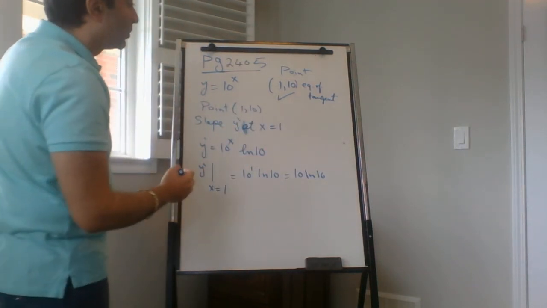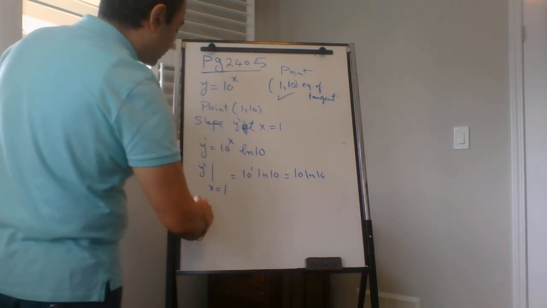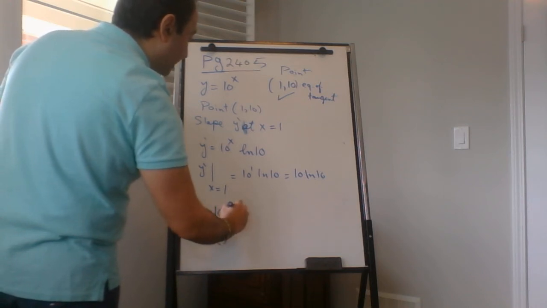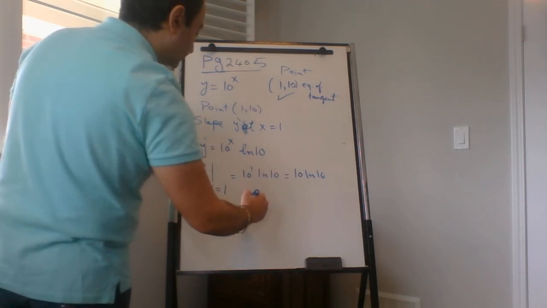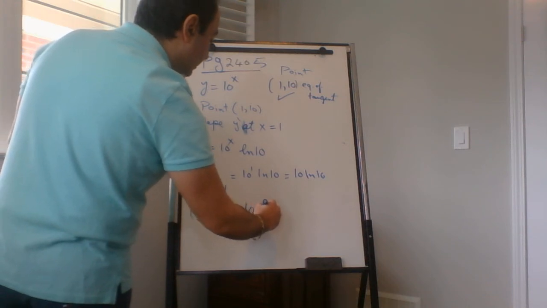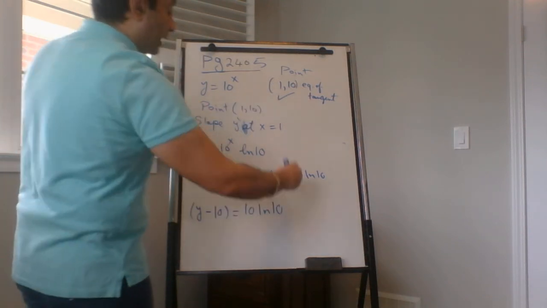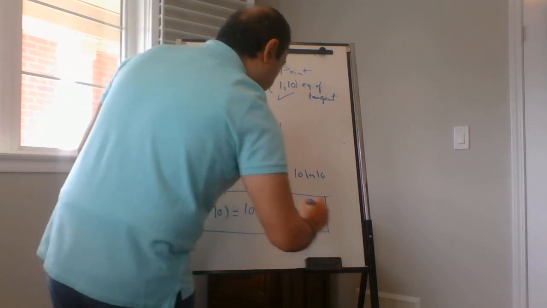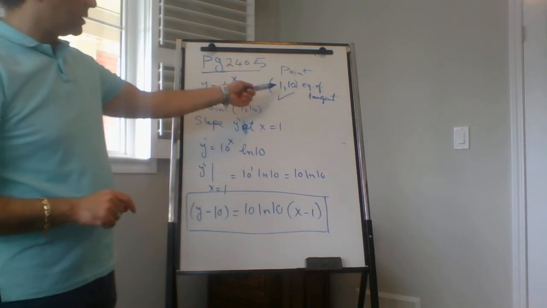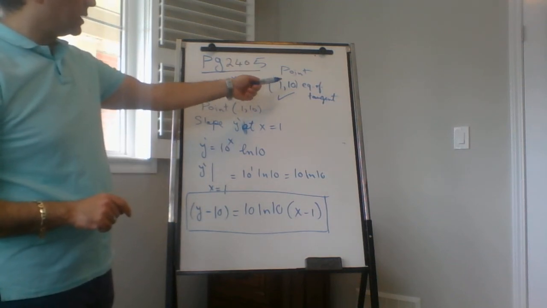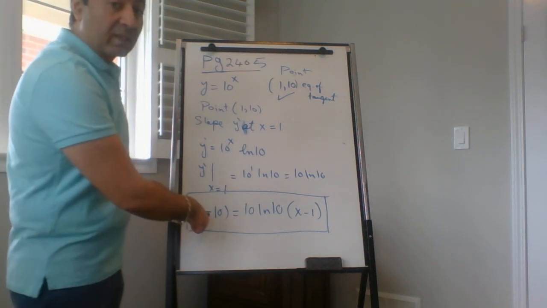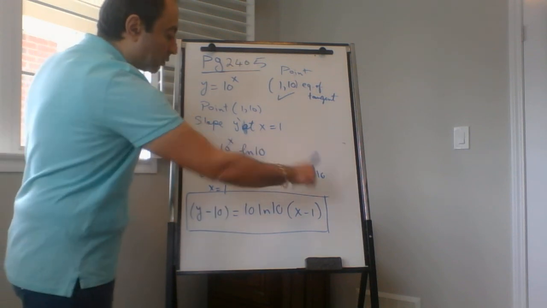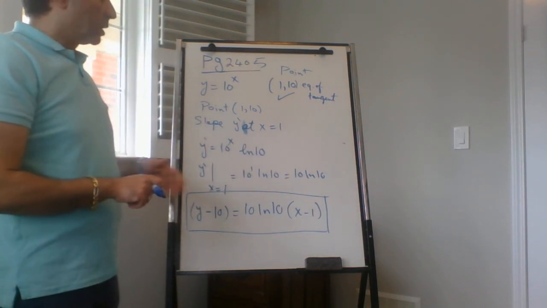Now we can write the equation of the tangent. So y minus y1, which is the y of the point, equals m, which is this, 10 ln 10 times (x minus 1). This is the equation of the tangent line at this point, (1, 10). This is in point slope form. If you want to write it in the form y equals mx plus b, send the 10 over to the other side and you're done.